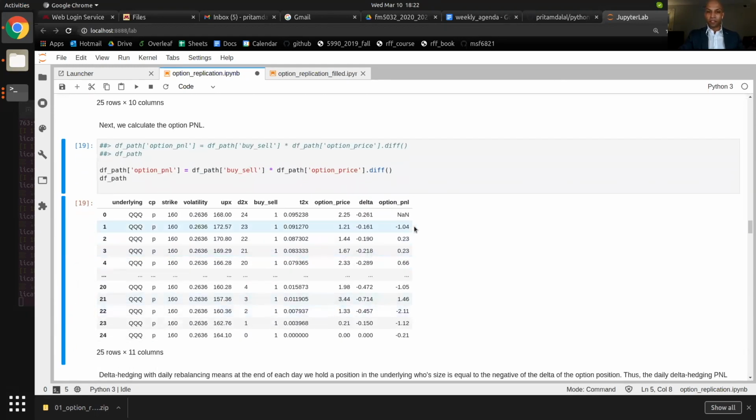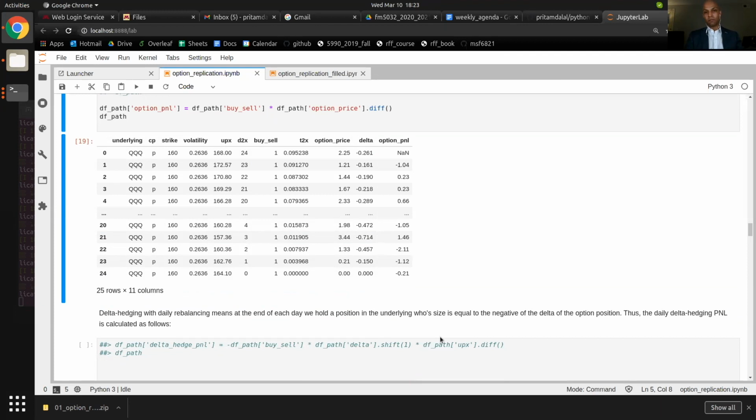Okay, cool. So as we can see, yeah, we were long the option. It went down in value quite a bit because the underlying price jumped up quite a bit. So we lost $1.04. We gained back 23, another 23, et cetera, et cetera. Okay, great. So that's the option P&L.